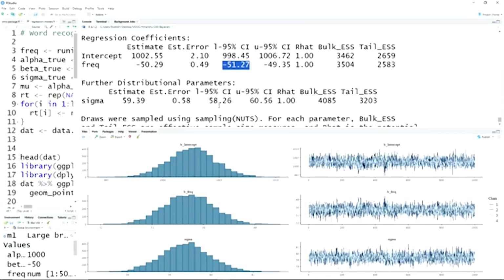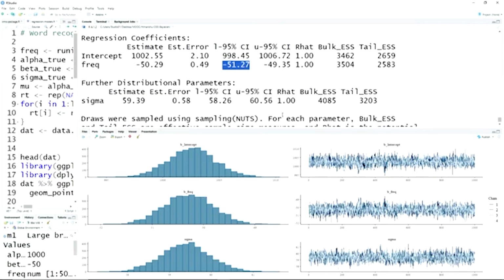Similarly here as well, you can see the 95% credible interval for sigma is between 58 and 60.56. Okay, but what do we conclude from this about our hypothesis?